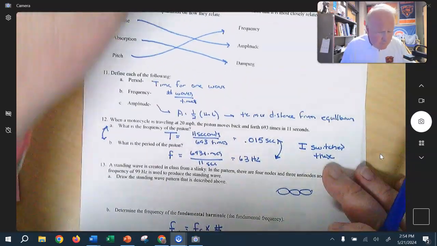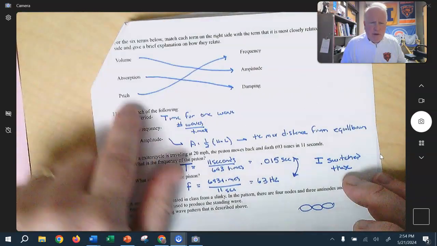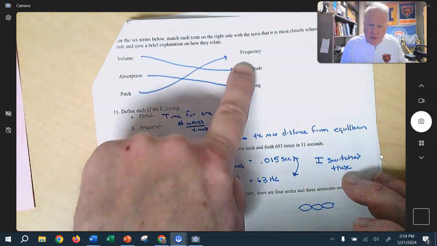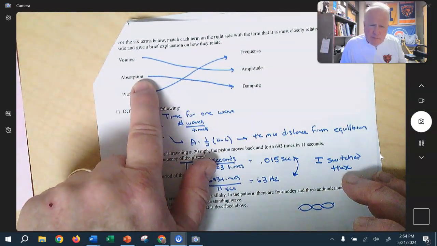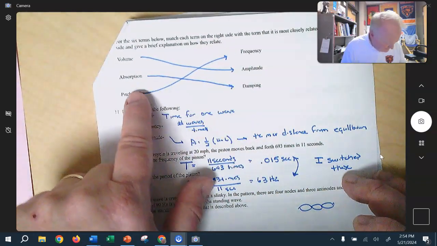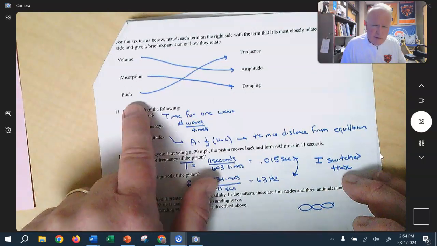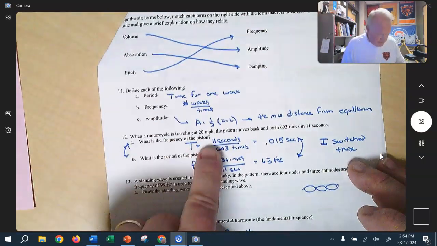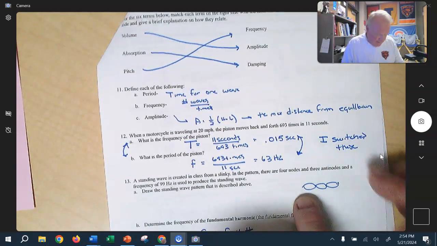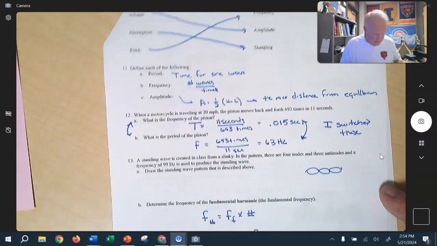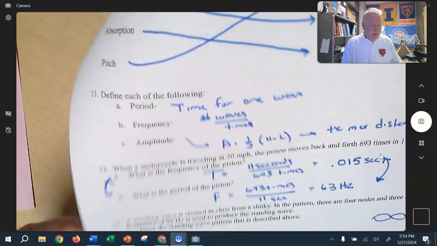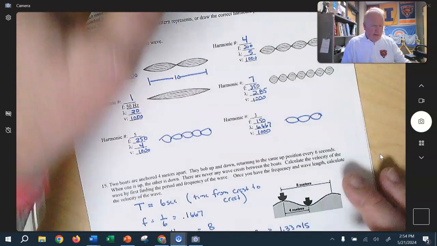All right. Sorry, guys, we got 1 more minute. So here are these ideas of how we go from volume to amplitude. Absorption is damping, and pitch is frequency. All right, some definitions. Here's that problem we just did. Here is the third harmonic on this one and how to do that problem again with that frequency. And then here are these harmonic ones.